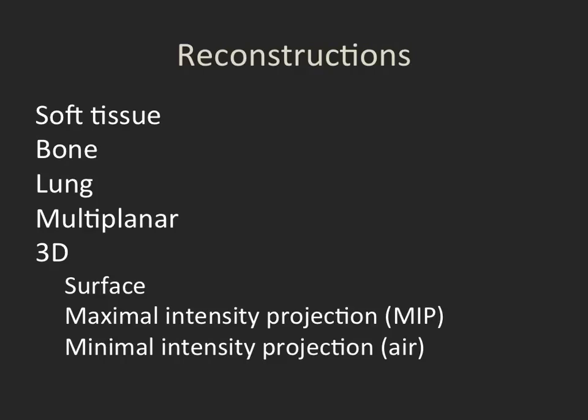So we can do a surface reconstruction of the skin surface or the surface of bones or other organs. We can do what's called maximal intensity projections, or MIPs, and we frequently do these for vascular structures that contain contrast. And then you can do minimal intensity projections when we're wanting to look at air within a structure, such as in the trachea and bronchi or in the colon.